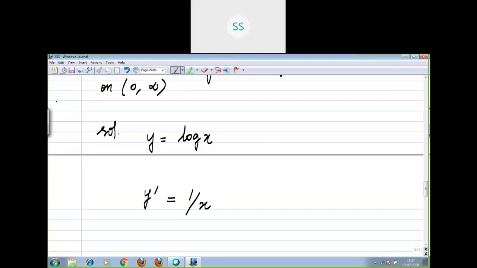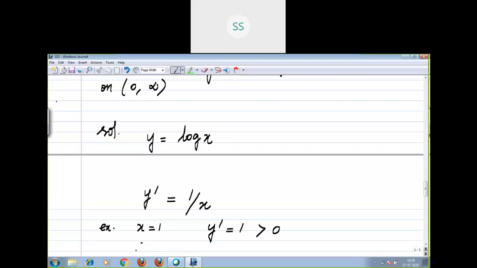You are going to assign the value of x between 0 to infinity. Definitely you will arrive at a derivative greater than 0. Example, you should assign x is equal to 1. What is your derivative? Y dash equal to 1, which is greater than 0. You are assigning the x value from 0 to infinity, 0 should not be included.